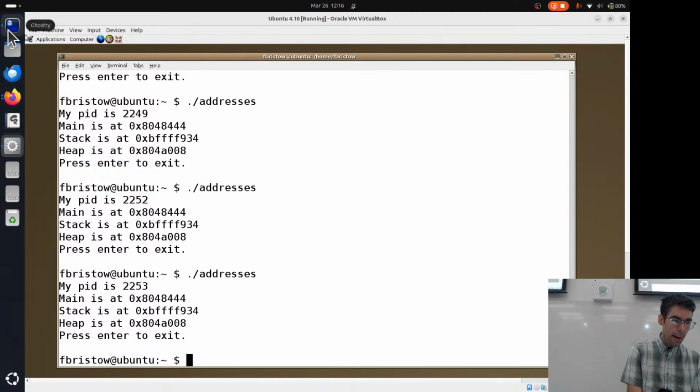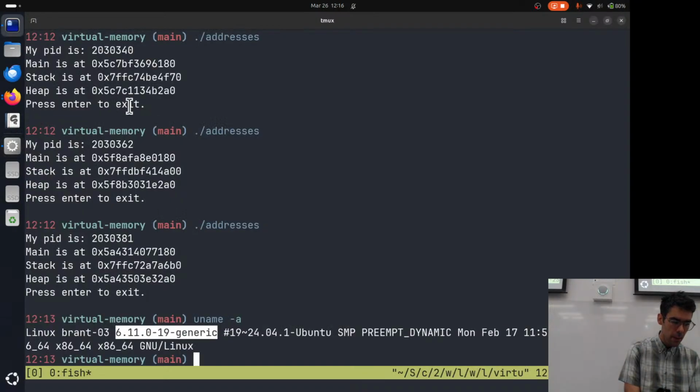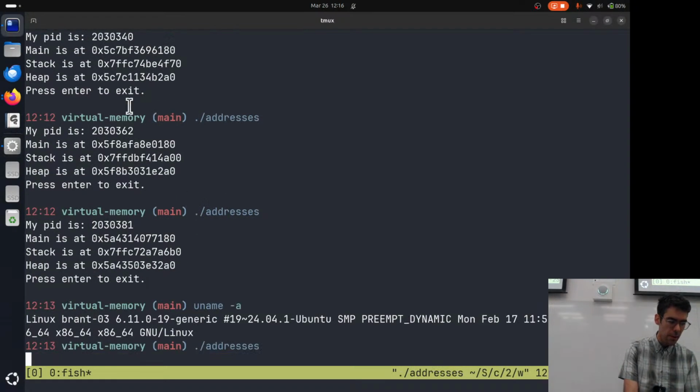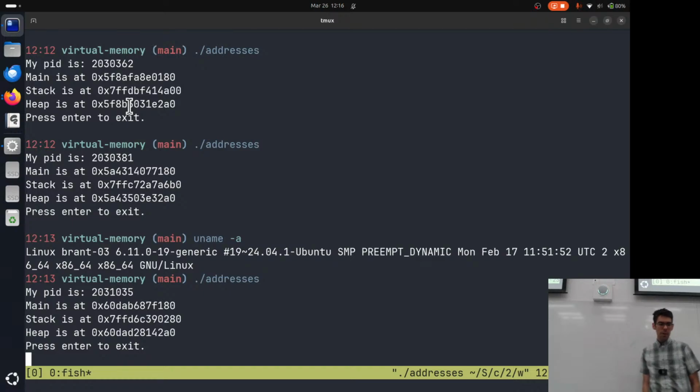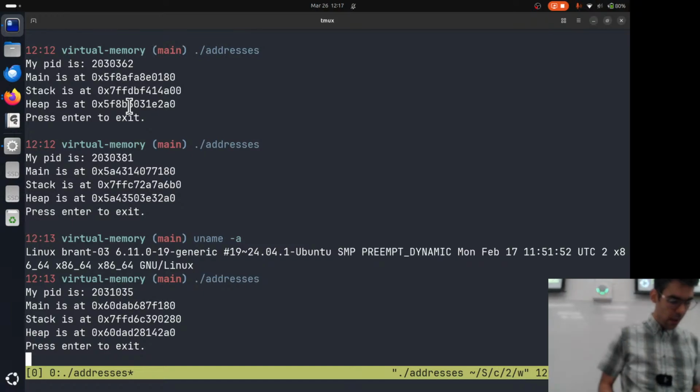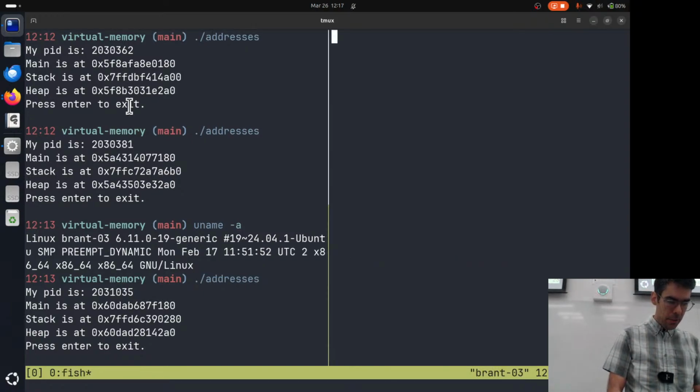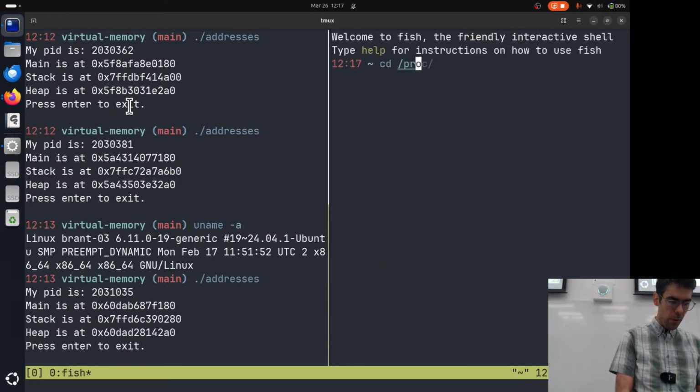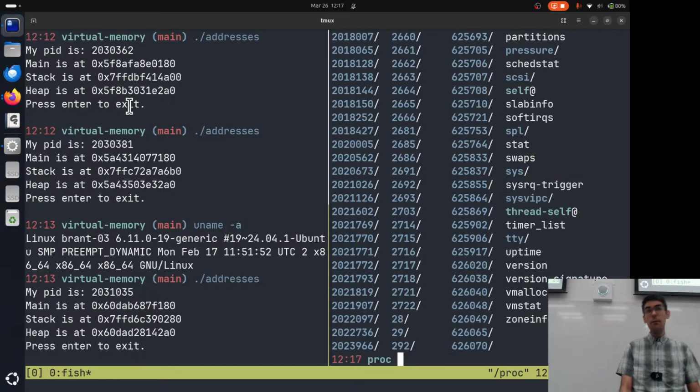So I'm going to pop back over here, and I'm going to run addresses one more time. What we've got here is a listing of approximately where these different code segments are in the virtual address space for this program that's called addresses. I'm going to pop open a terminal to the side here, and we're going to go to the proc file system. Remember the proc file system here?